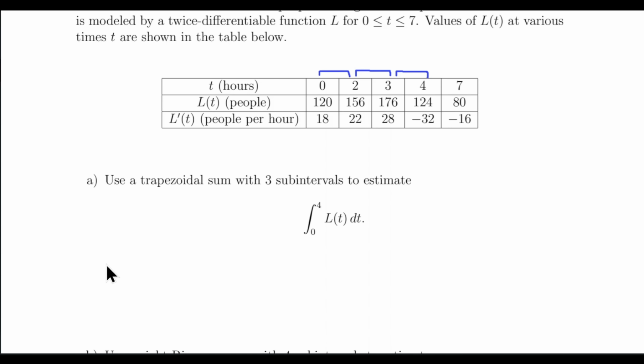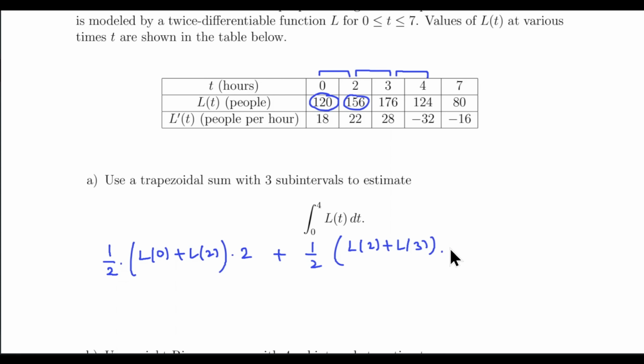The way trapezoidal sum works is the area of a trapezium is half of L0 plus L2, that's how we say it, L0 plus L2, because this is the sum of two parallel lines, times the width, which is just the distance between 0 and 2, which is obviously 2 units. Likewise, 1 half, next will be L2 plus L3 multiplied by the width, this is 2 units, this is 1 unit, so 1 unit. And then 1 half, once again, L3 plus L4 multiplied by 1 unit.